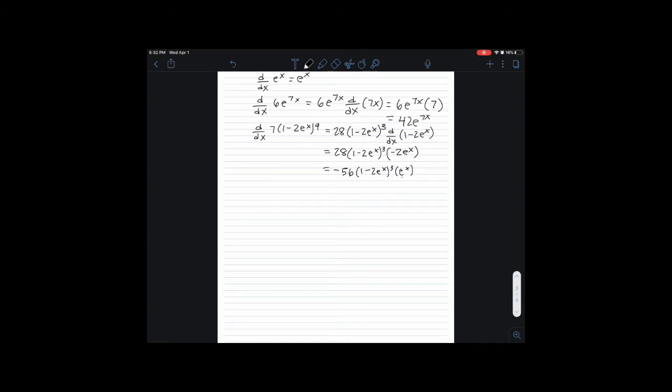Let's see, I have about 2 more things I need to cover. So implicit differentiation is something we went over.